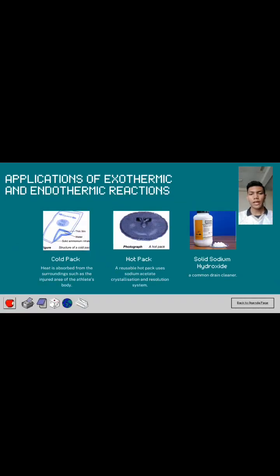These are the applications of exothermic and endothermic reactions. First, we have cold bed, which undergoes endothermic reaction. Next, we have hot bed, which undergoes the exothermic reaction.